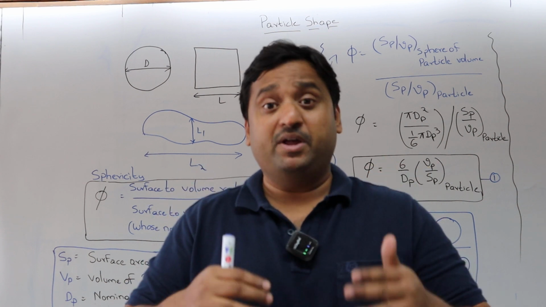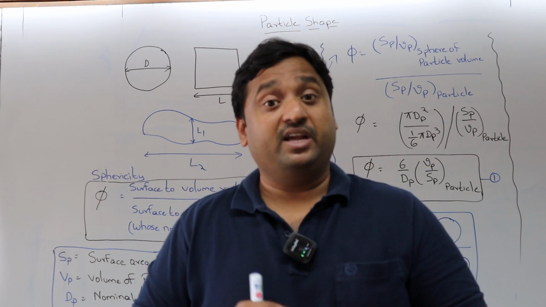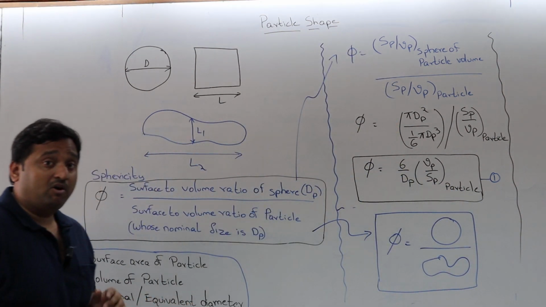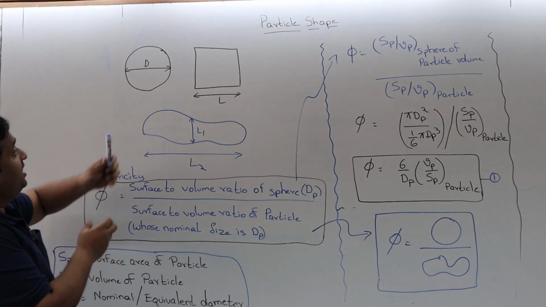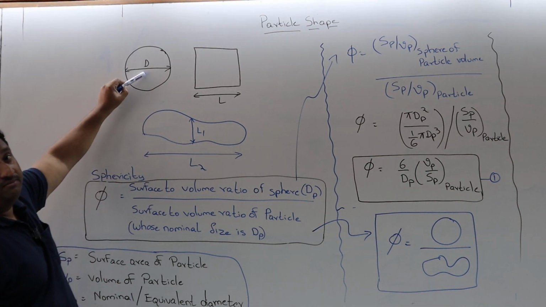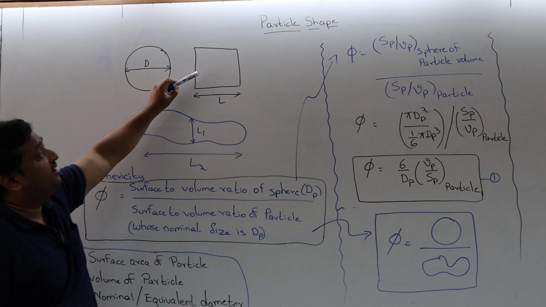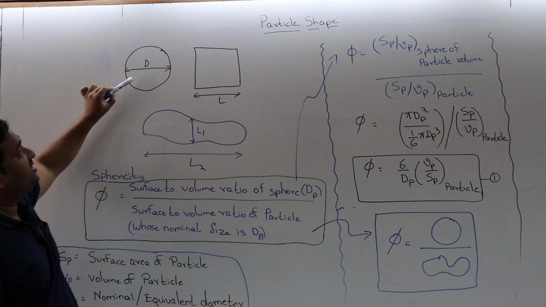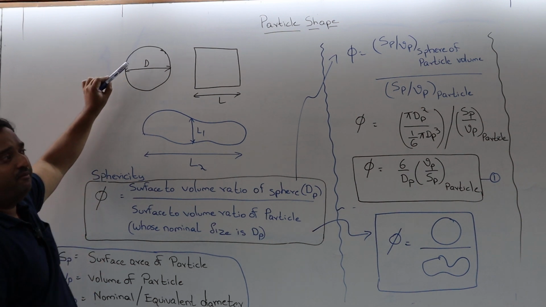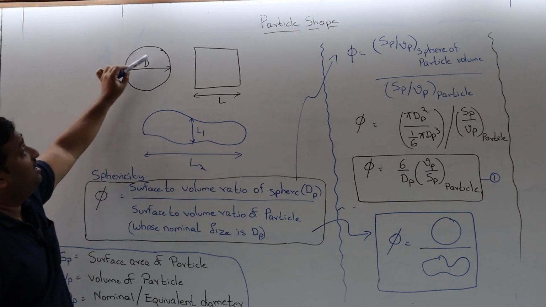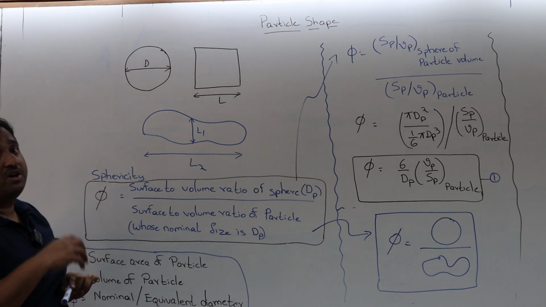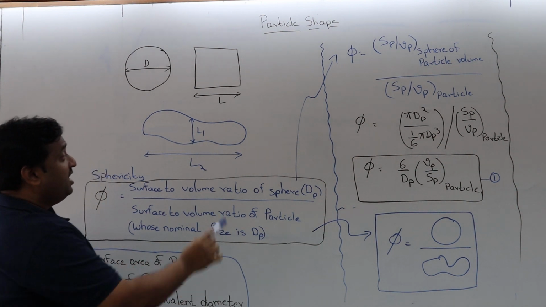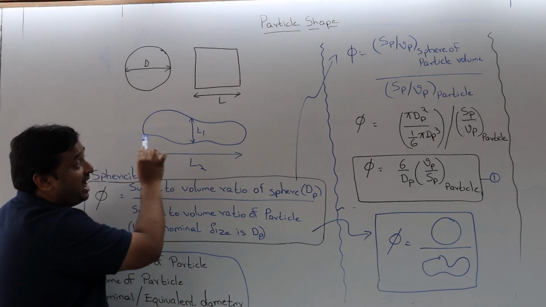So let us go deeper into the definitions of particle shape. If you observe here on the board, a circle is drawn, and here a square is represented. The 3D shape corresponding to this circle would be a sphere. You can easily define these shapes. But can you tell me the shape of this random particle?